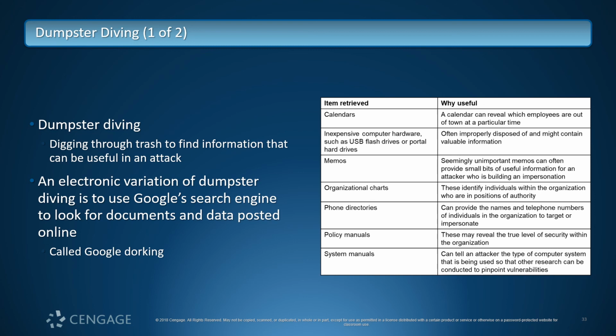Phone directories, org charts. An electronic variation of this is basically Google hacking, using the Google search engine to look for documents and data posted online, especially because a lot of small businesses may use Google Drive or Google Sites to be able to share things, especially with outside vendors, so the permissions may be a little bit janky. This is also called Google dorking, so if you ever hear that term, that's what it means.